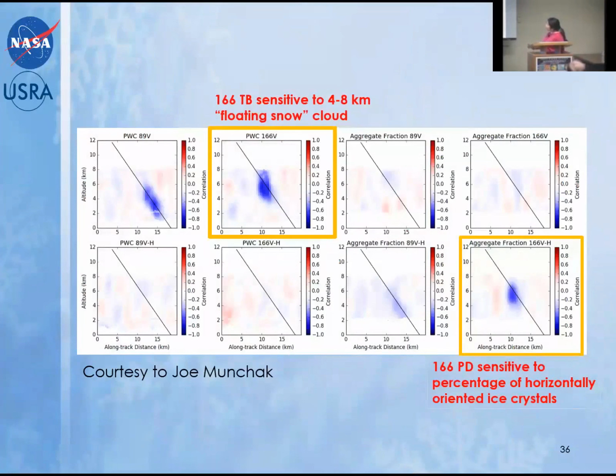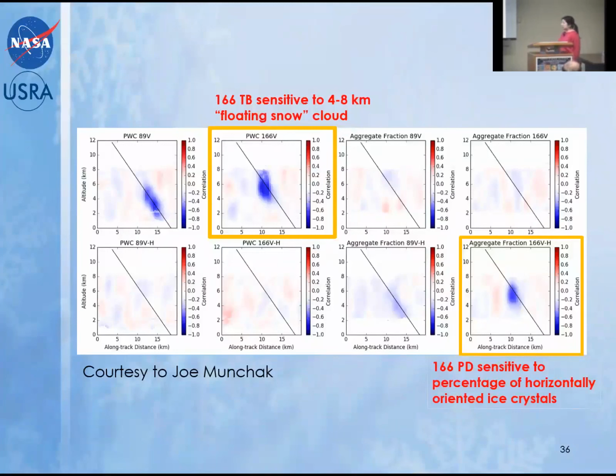And for the 166 gigahertz, it's mostly sensitive to the ice-water path in the middle troposphere, 4 to 10 kilometers. That's where the 166 gigahertz ice-water path is sensitive. But when you vary the ice particle orientation, you get the largest sensitivity at 166 gigahertz, also in the middle troposphere, where the 166 gigahertz vertically polarized minus horizontally polarized gives you the largest weighting function.